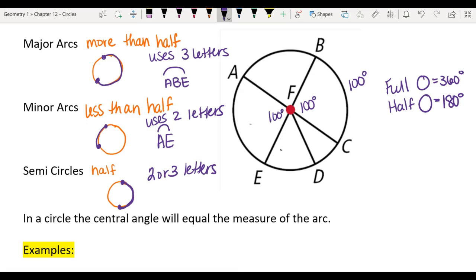Okay, so are there any questions about those three major concepts? A full circle is 360, a half circle is 180, and vertical angles are equal. Are there any questions on those three?